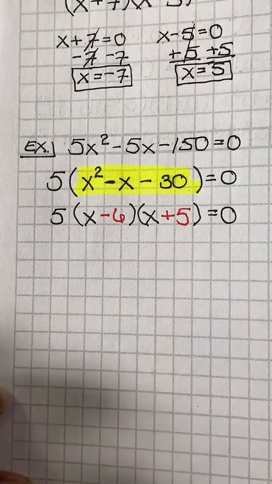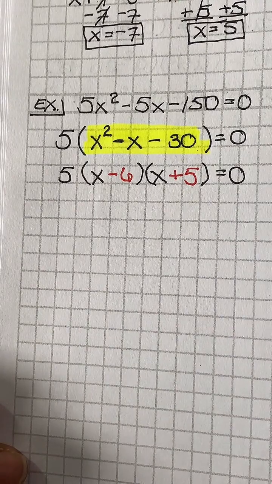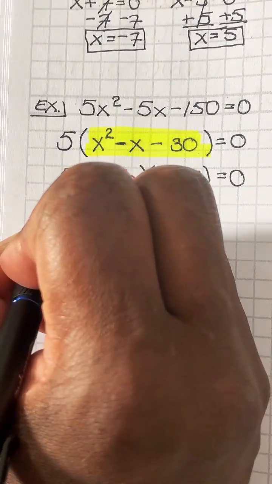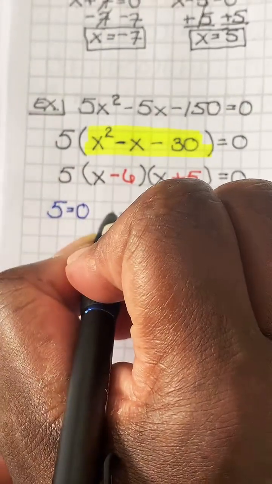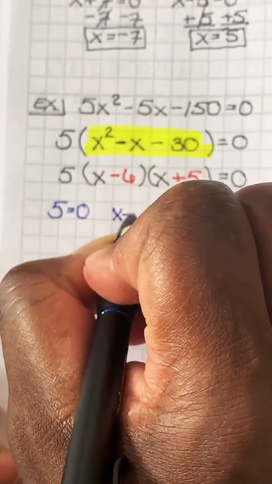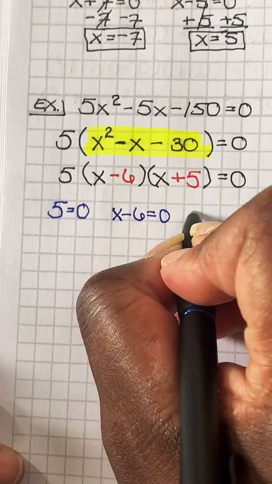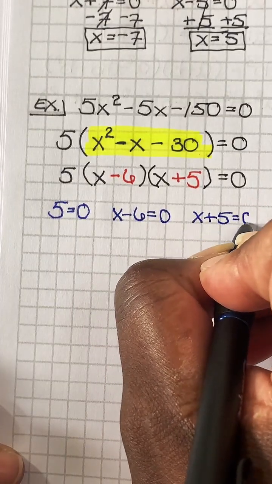So we need to set everything equal to 0. I'm going to be a little ridiculous with this, but just work with me. So I got the trifling friend, the 5. I'm going to set that equal to 0. I got my x minus 6, I'm going to set that equal to 0. And I have my x plus 5, I'm going to set that equal to 0.